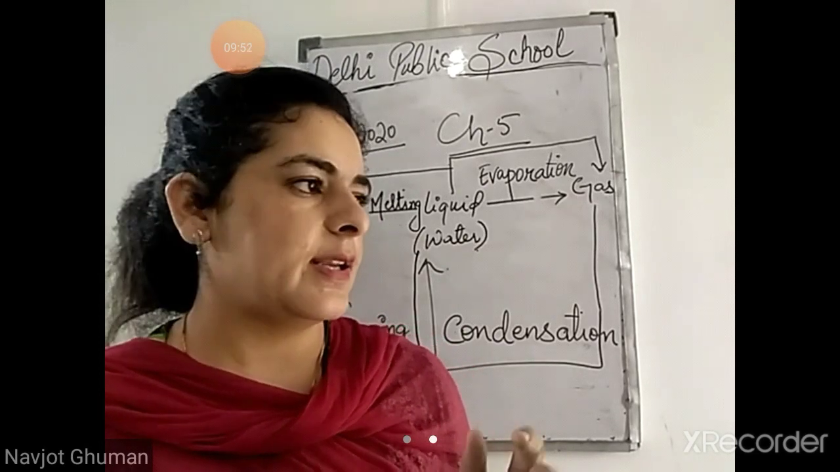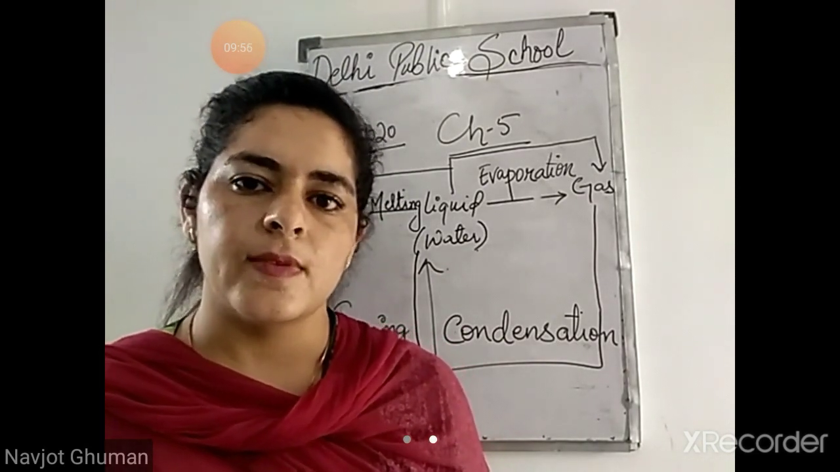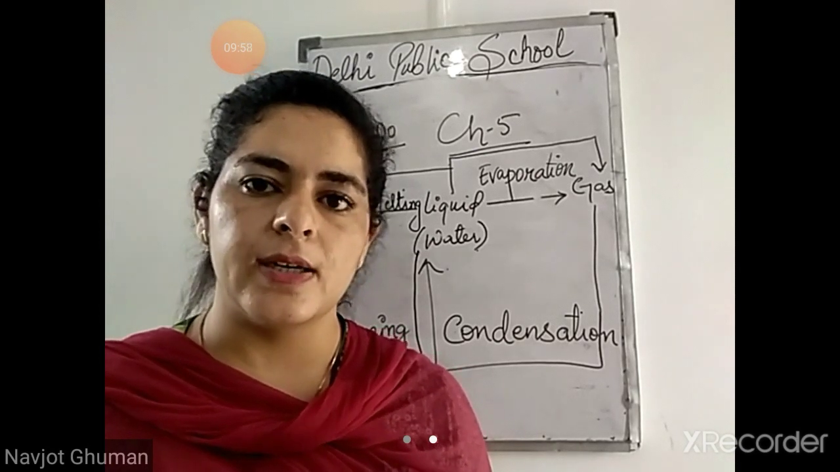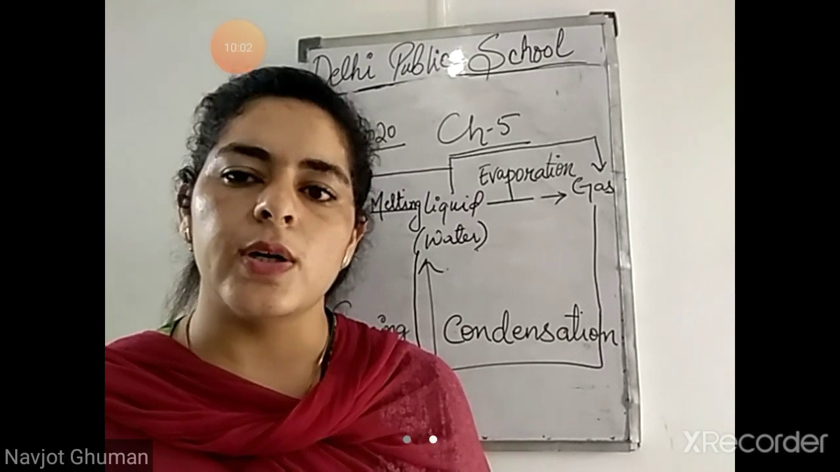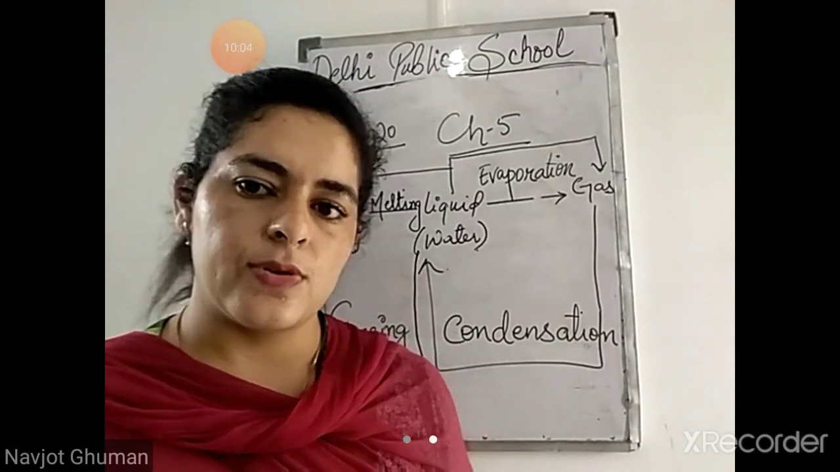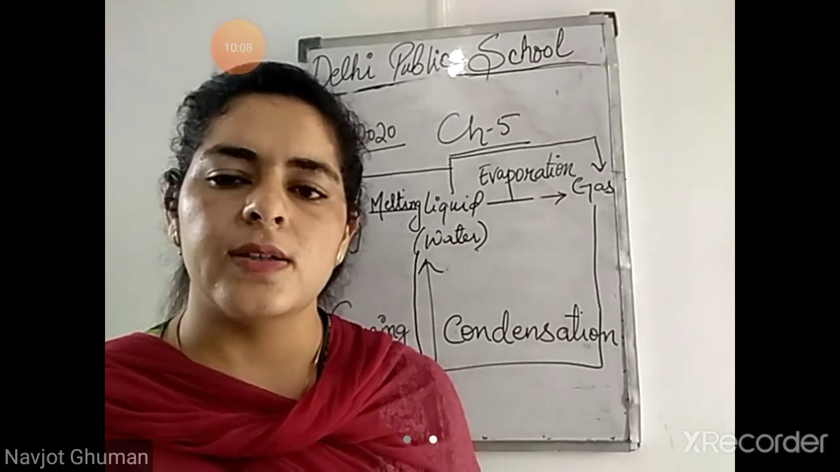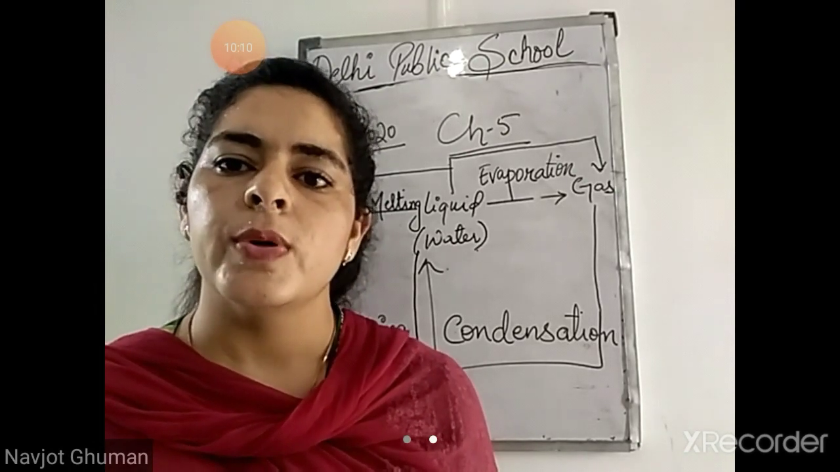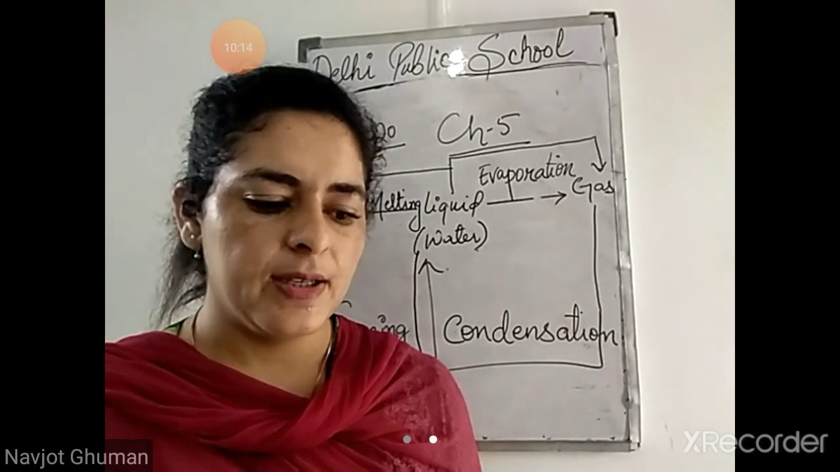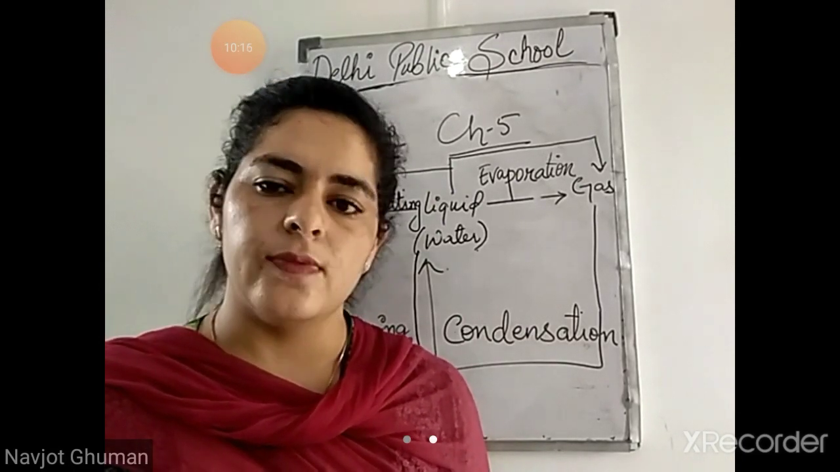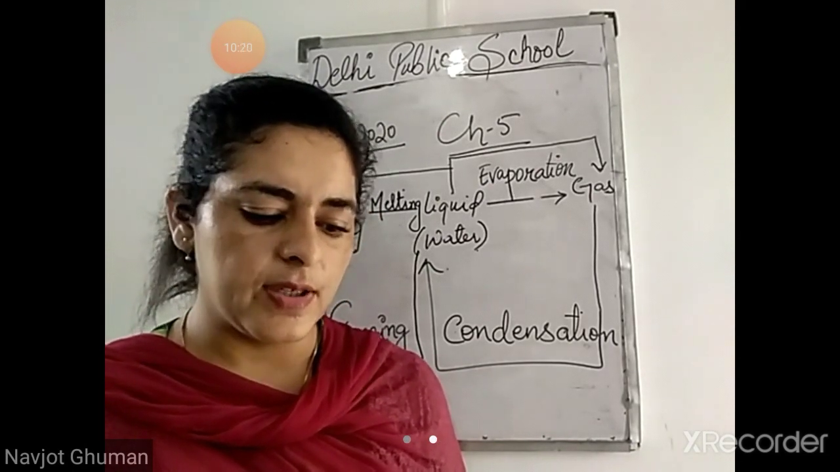We know that there are water vapors present in the air. Air is warm. When those water vapors come in contact with the cold surface of the glass, they form water droplets. And that process is called condensation. So this was a very easy activity that you can do at home also. So this was all about this chapter. Now we are going to start with the next chapter, that is living and non-living things.